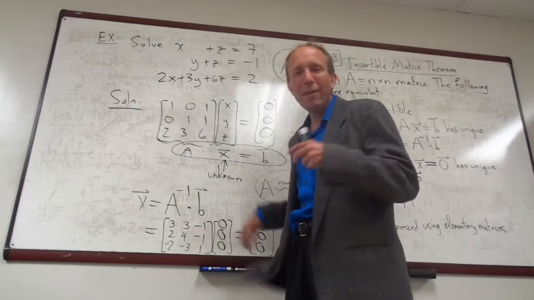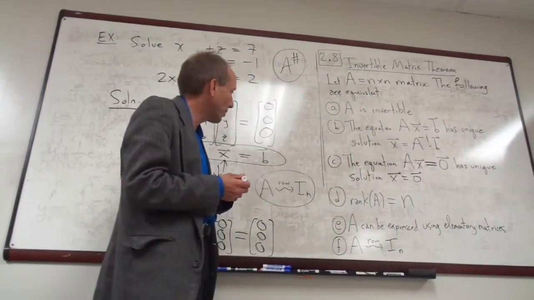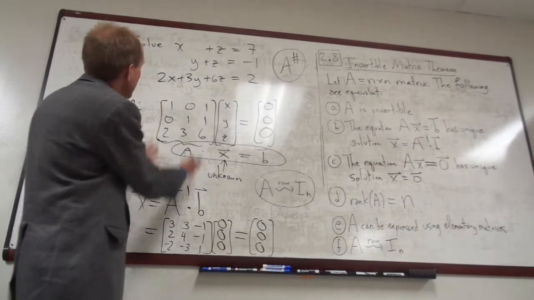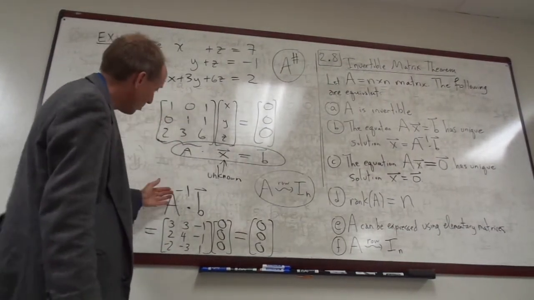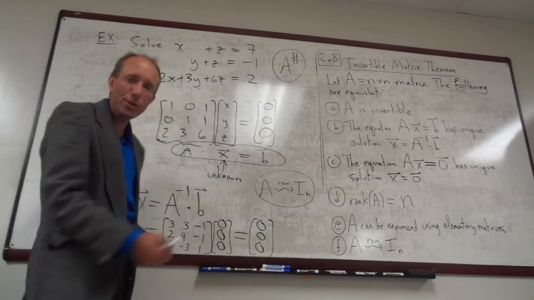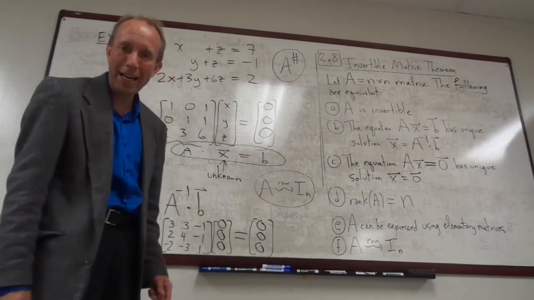And then I hope you have a sense of why invertible matrices are important. This example here is a great illustration of that. Because if A is an invertible matrix, I can solve linear systems by using the inverse of A.